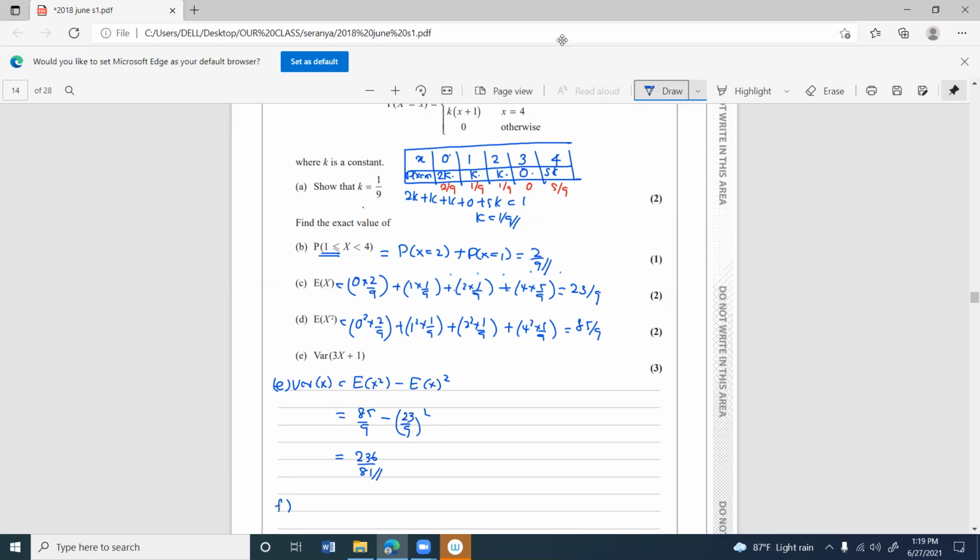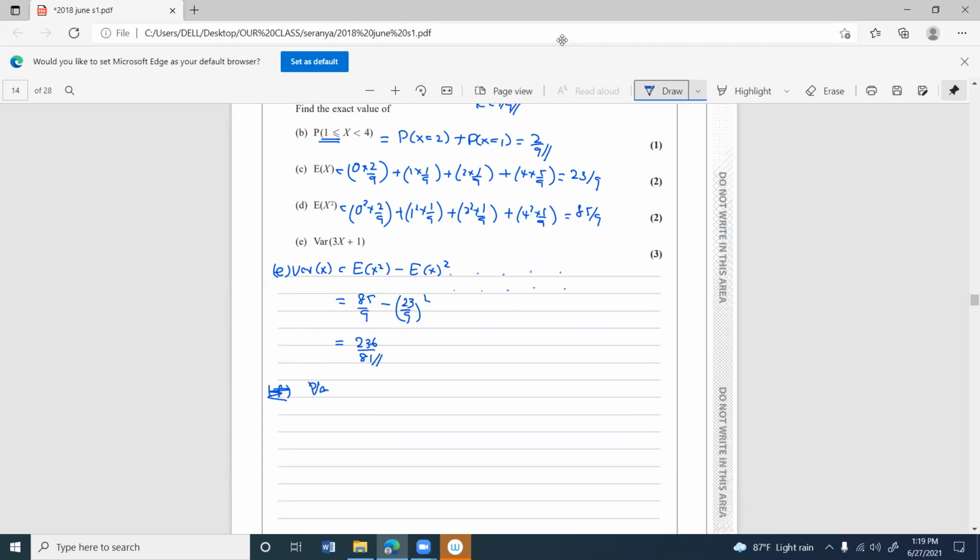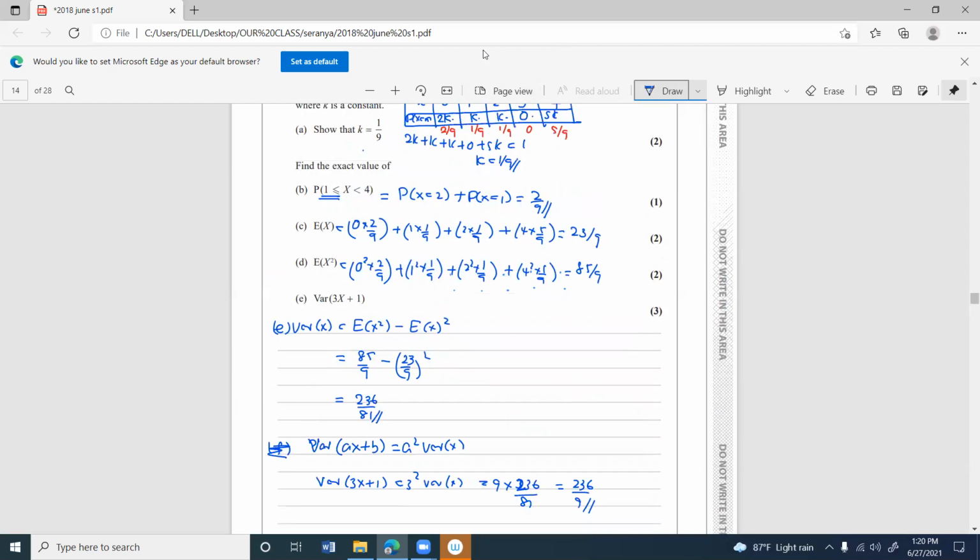Then, if you need to find the variance of ax plus b, the answer is a squared times the variance of x. But the plus b doesn't make an impact on that. So if you need to find the variance of 3x plus 1, it should be 3 squared into variance of x. That is 9 times 236 over 81. That turns out to be 236 over 9 as the final answer for this. That's a way of doing this.